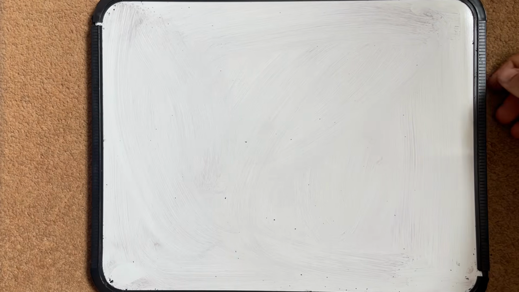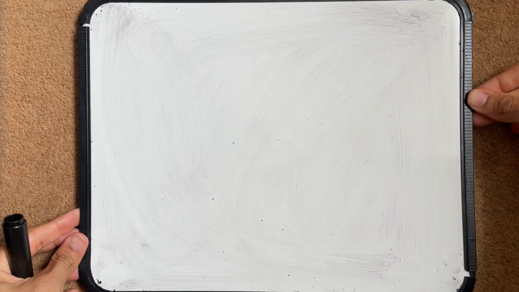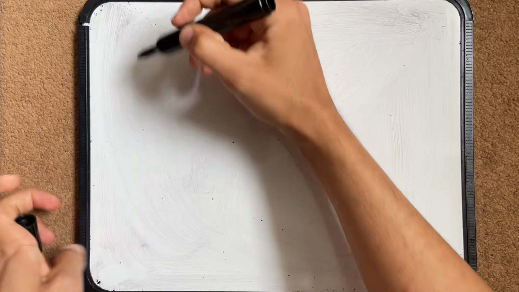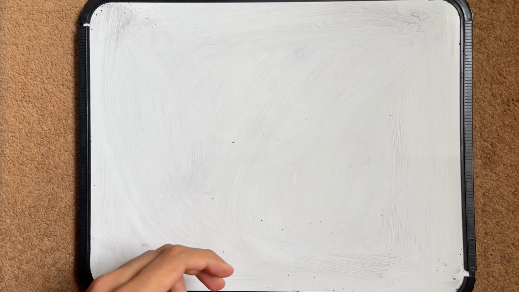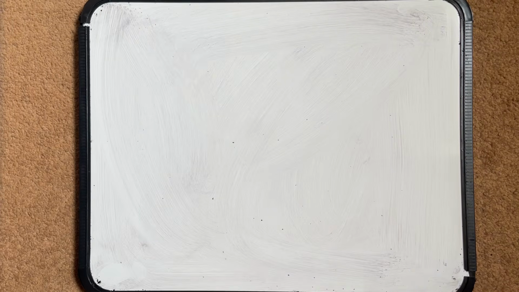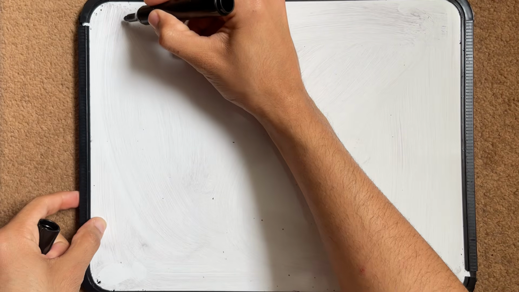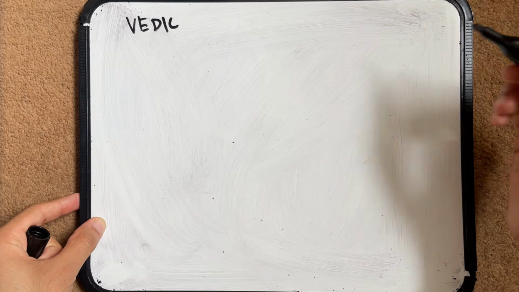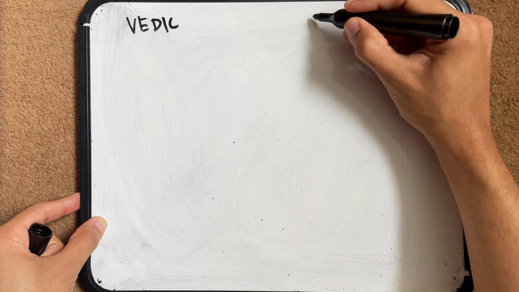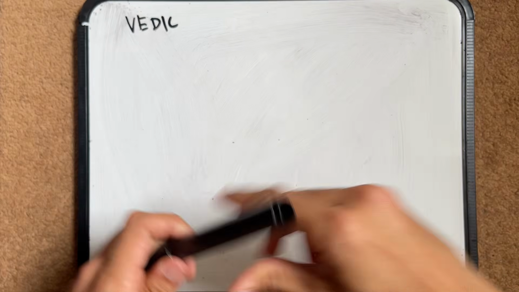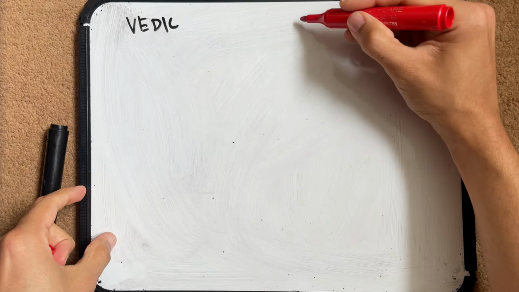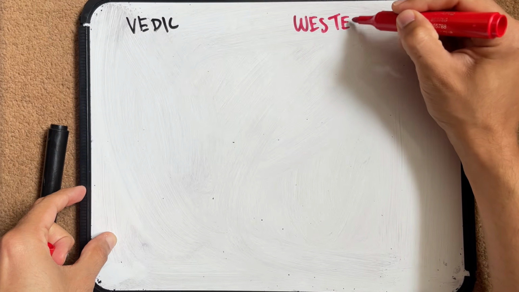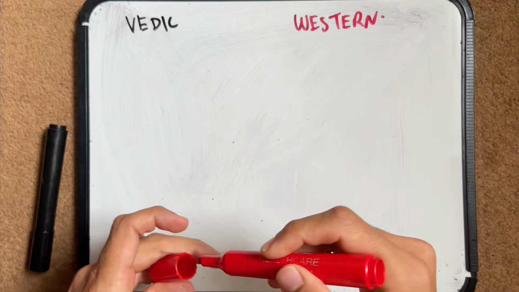Okay, so the next topic here in this series is Western versus Vedic astrology. Now, before we move further into the signs, the houses, the planets, we need to clear up one very important confusion. This is one of the biggest reasons people get confused when they start learning astrology.